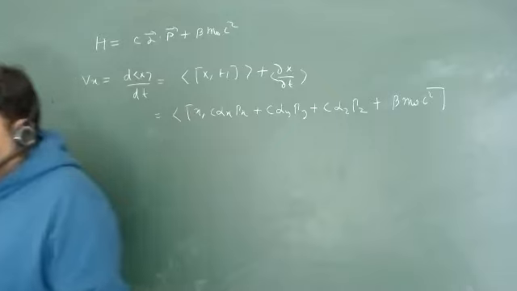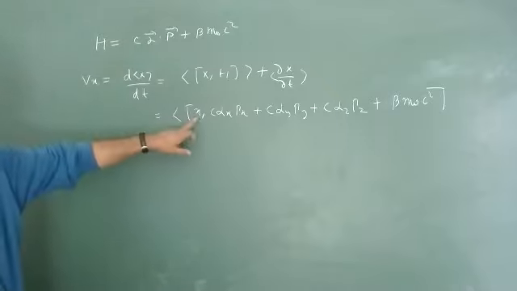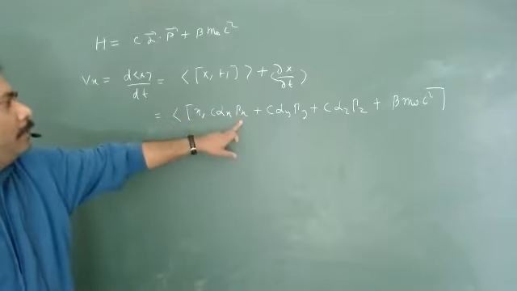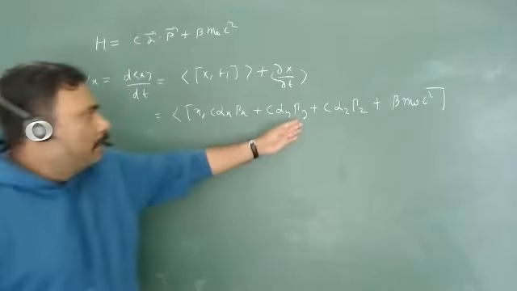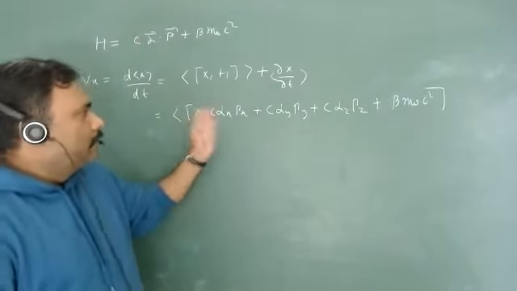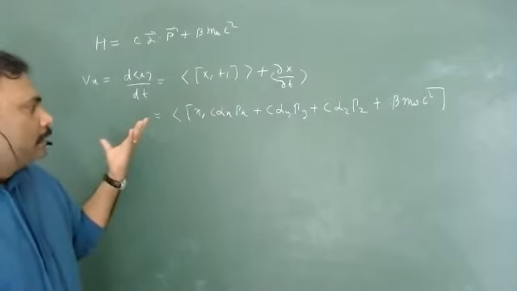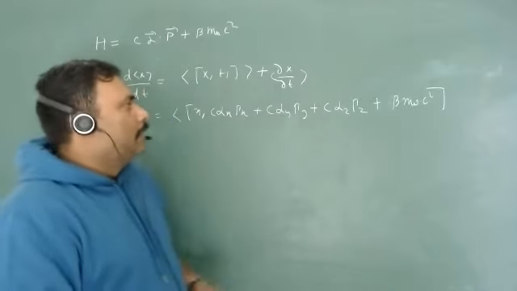And what will happen to this commutation? X will only not commute with px, and it will commute with all other things. X will commute with py, x will commute with alpha x, x will commute with alpha y, because alpha x is in a different Hilbert space. Alpha y is also in a different Hilbert space. Py is in a different Hilbert space.